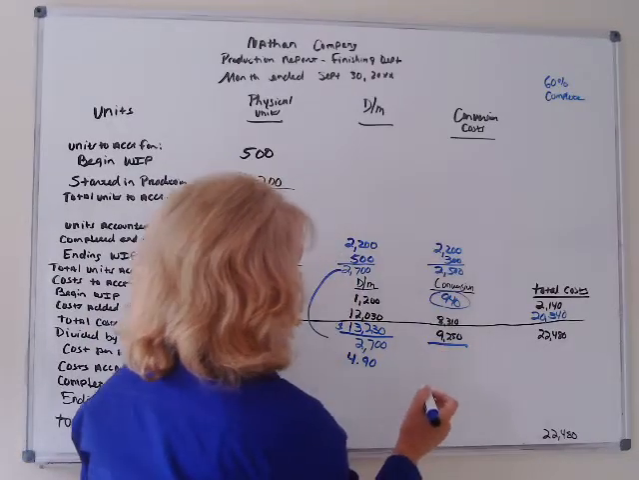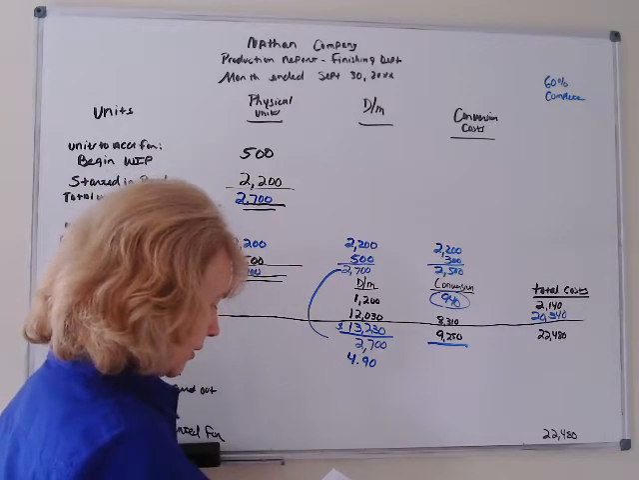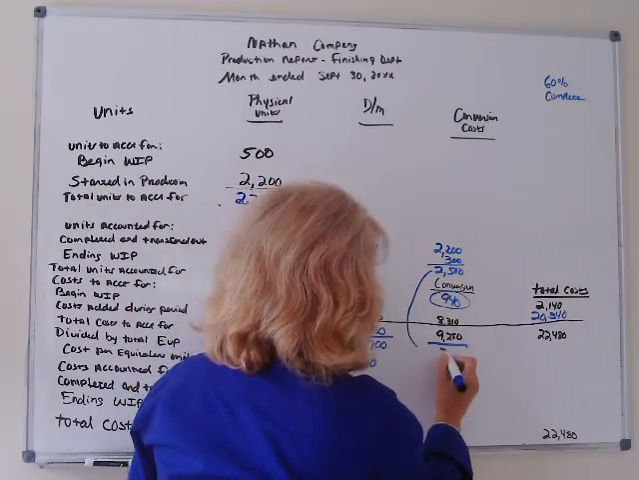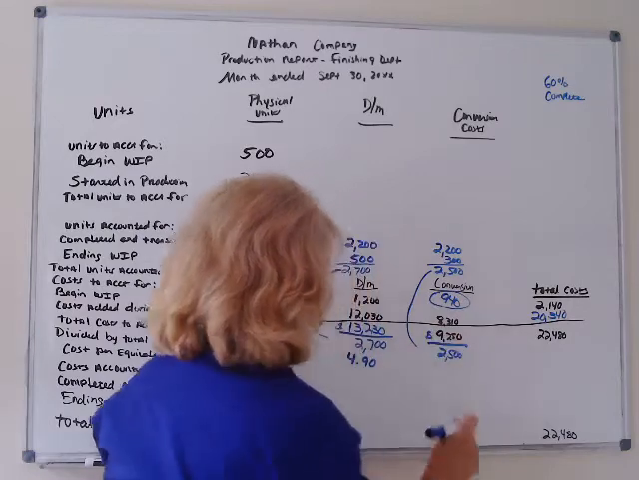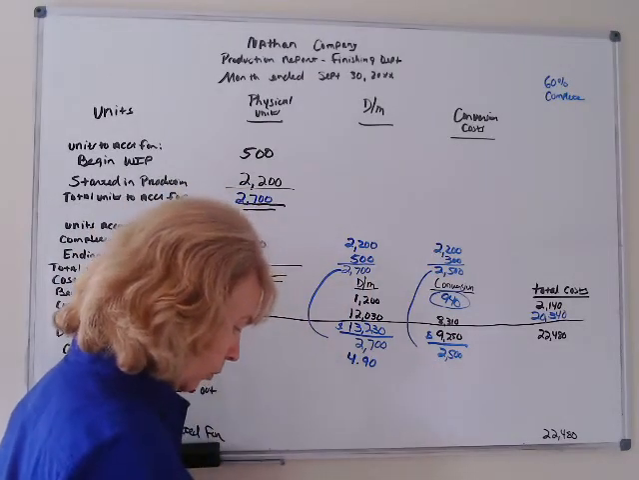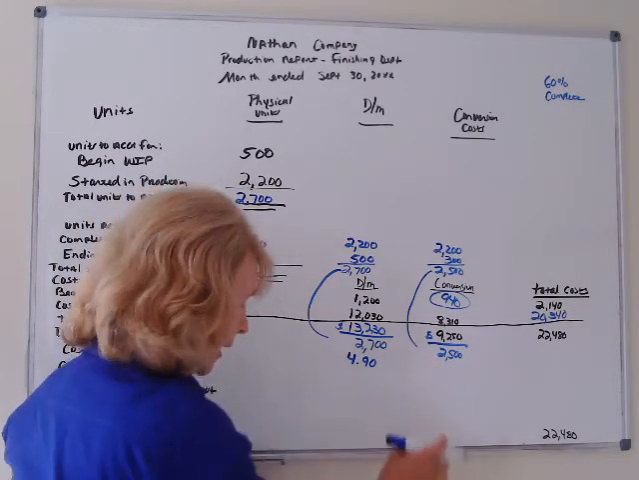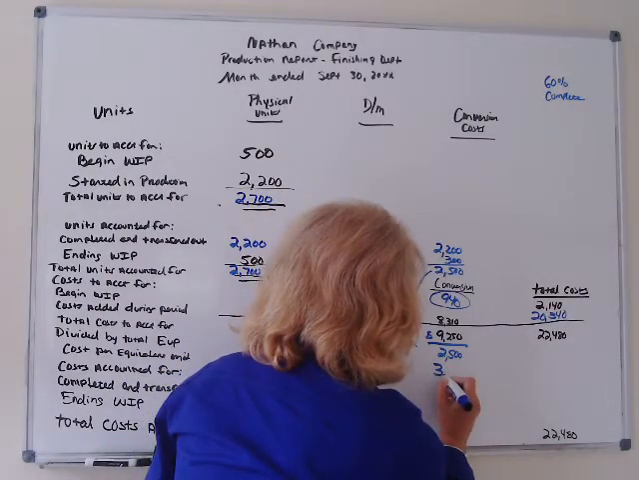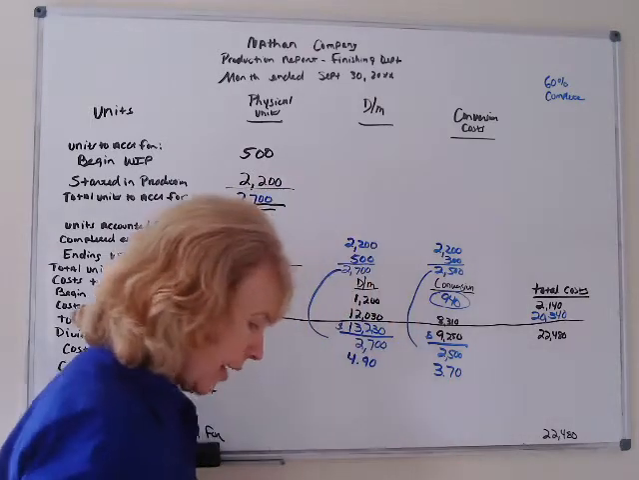Same thing over here. I'm going to take the 9,250 and divide that by 2,500. That's not a dollar figure, but your answer will be a dollar figure. So 9,250 divided by my units, 2,500, gives me 3.70, or 3.7.